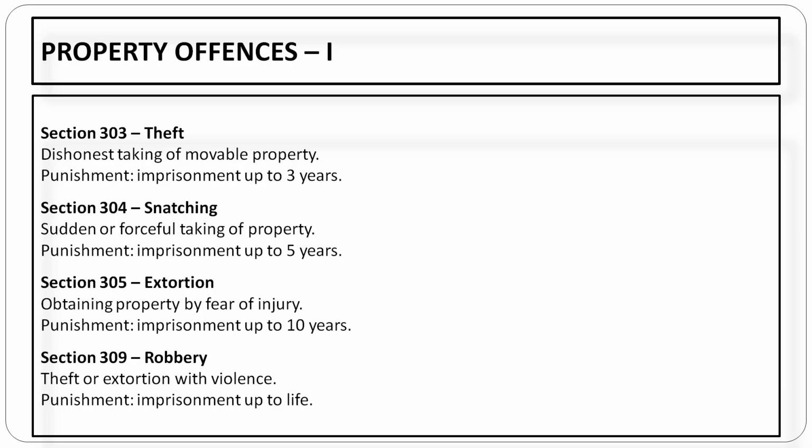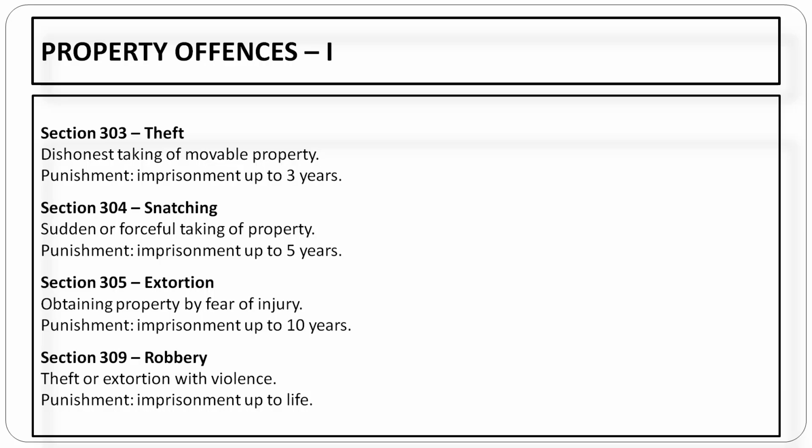Next one is section 304. It explains the offense of snatching. It involves sudden or forceful taking of property directly from a person. Snatching usually happens in public places and creates fear. The act is more serious than simple theft because of the force. Even quick force is enough to attract this section. The punishment can be imprisonment up to 5 years.